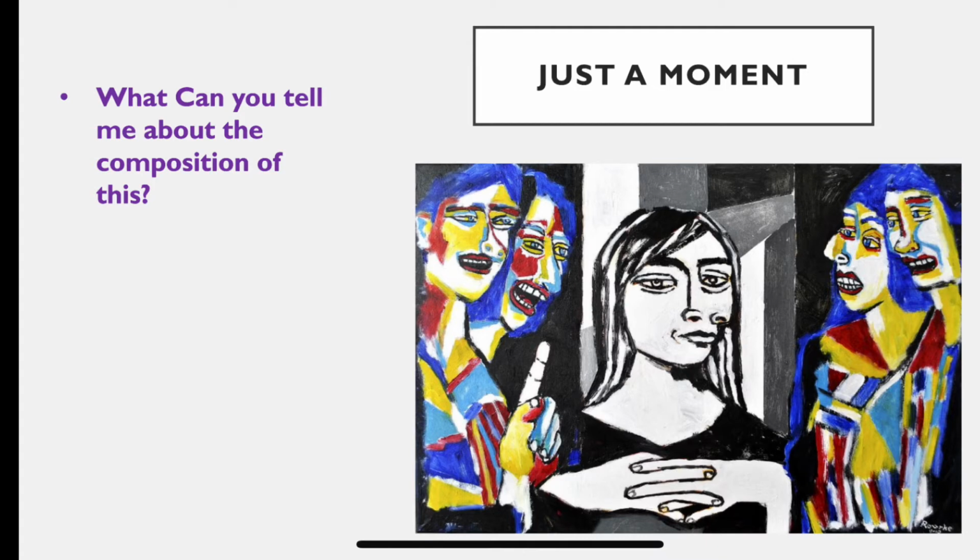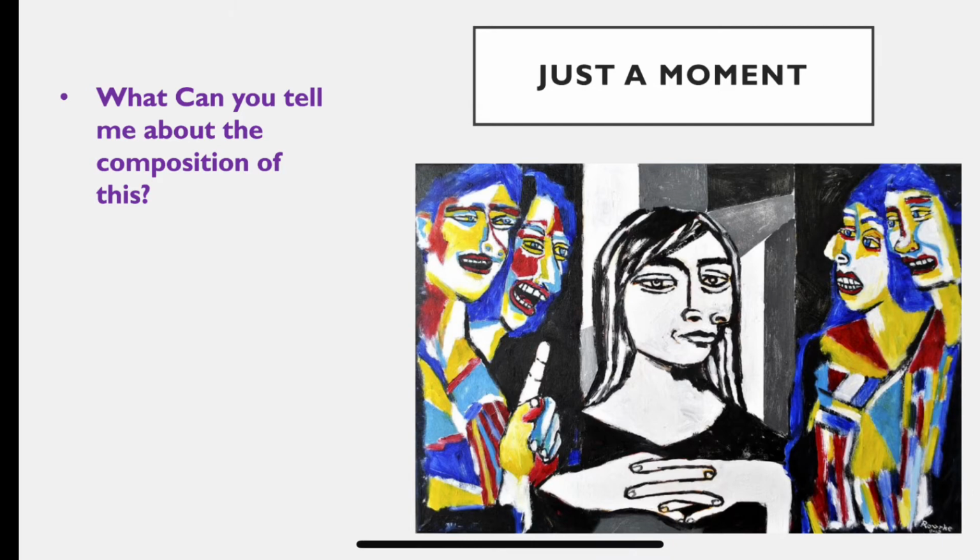Okay, so on the screen, you can see we have a question. It says, what can you tell me about the composition of this painting? So we see there's some people in the painting. How are they composed? Where are they standing? Go ahead. What do you think?